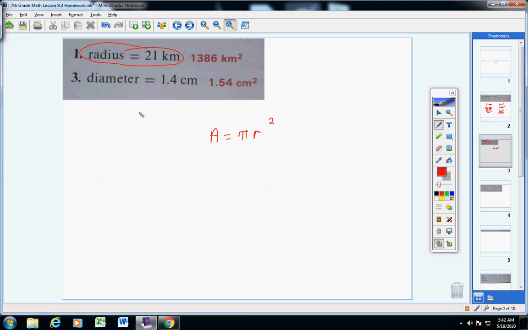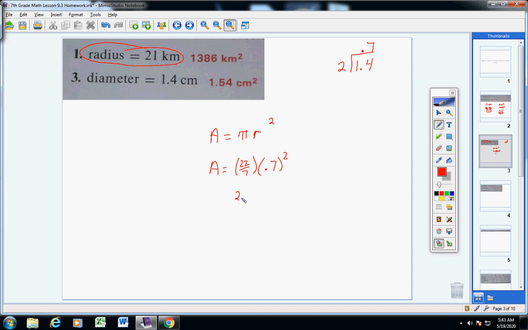Alright? Okay, number 3, we're going to find the area of a circle that has a diameter of 1.4. Okay? So here we go. For pi, they've already told us to use 22 over 7. And now for my radius, well, my diameter is 1.4. So remember, we have to take the diameter and divide it by 2, and we would get 0.7. Okay? Remember, the diameter is always twice as big as the radius. Okay? So for my radius, I'm going to put 0.7 squared.